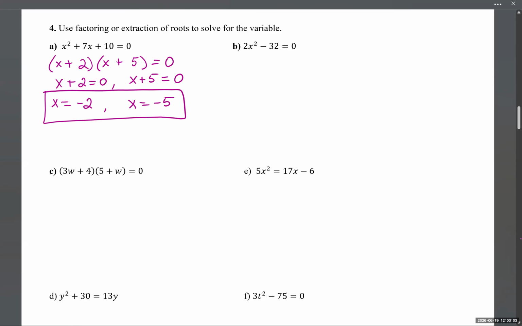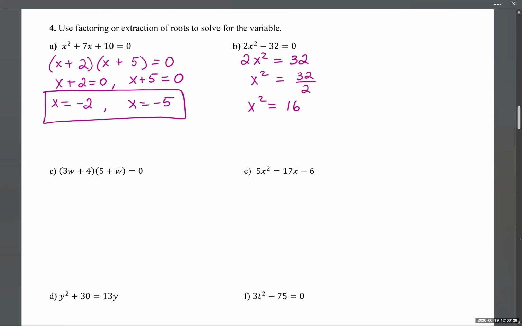The second one, part B, we don't have a middle term. We don't have a number times x. So this one is set up to be done by the extraction of roots. Let's go ahead and add 32 to both sides. 2x squared equals 32. Then divide by 2. X squared equals 32 divided by 2, which means x squared equals 16.